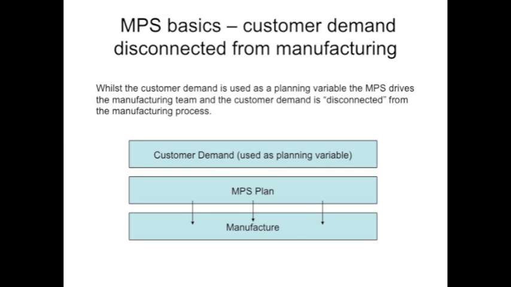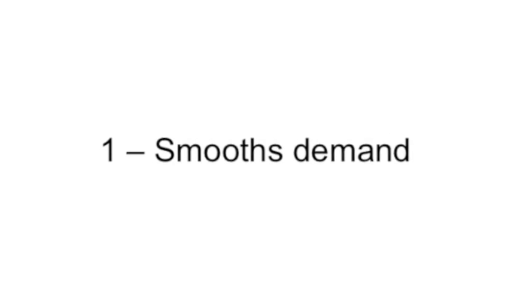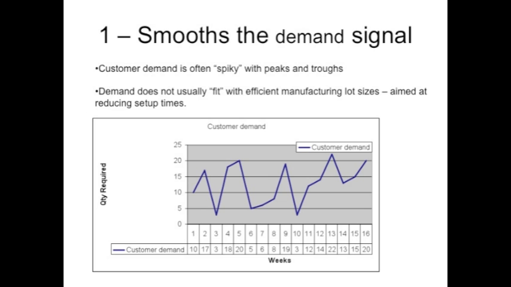With an MPS, whilst the customer demand is used as a planning variable, the MPS is what drives the manufacturing team, and the customer demand is disconnected from the manufacturing process. Most customer demand signals will contain peaks and troughs of demand. This profile can result in planning problems and inefficiency for manufacturers.